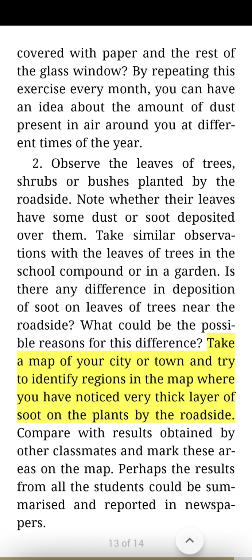Take a map of your city or town and try to identify regions in the map where you have noticed very thick layer of soot on the plants by the roadside. Compare with results obtained by other classmates and mark these areas on the map. Perhaps the results from all the students could be summarized and reported in newspapers.